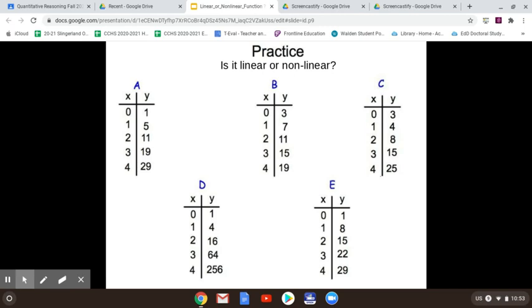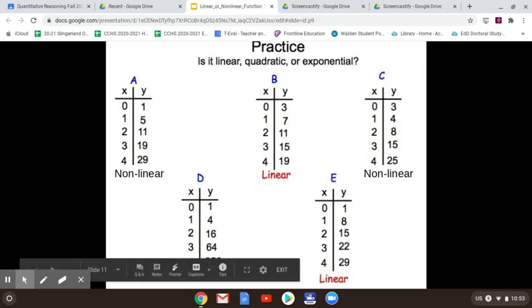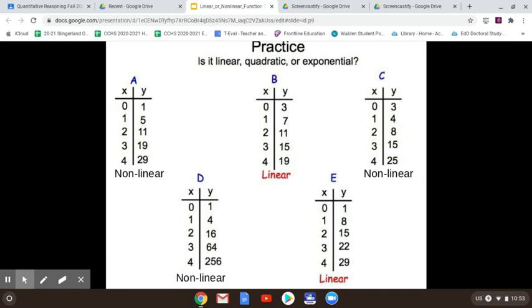Okay, let's look at all of these tables and see if they are linear or nonlinear. Take a few minutes and do that. Okay, let's check your answers and see if you were right. Okay, so A was nonlinear, B was linear, C was nonlinear, D was nonlinear, and E was linear.